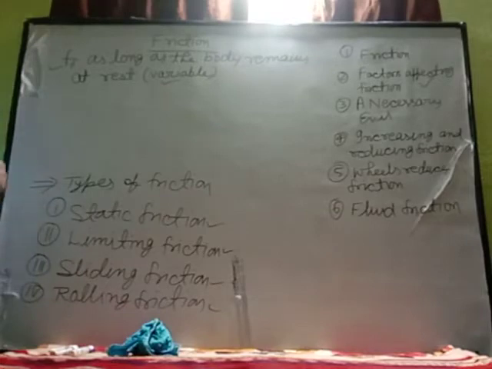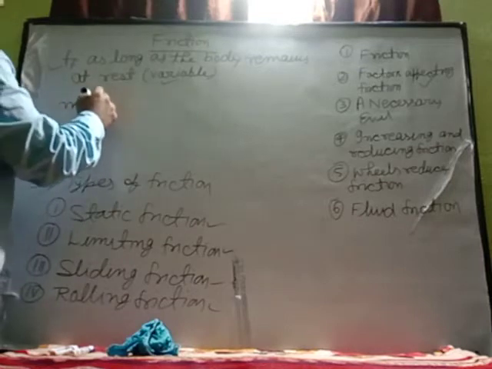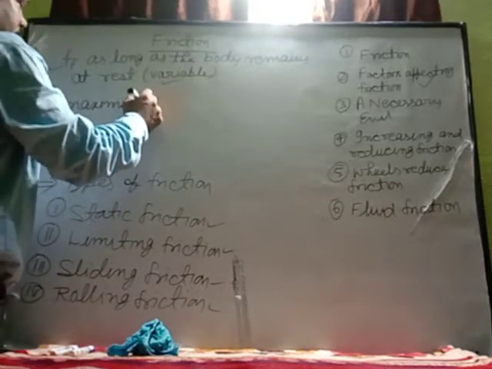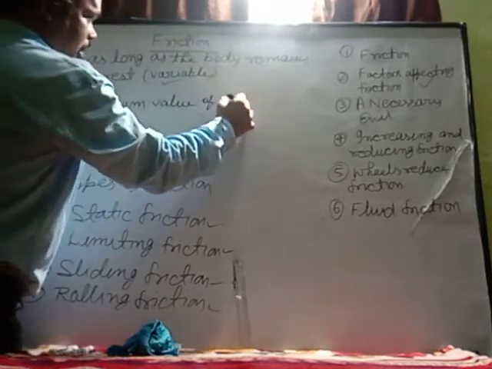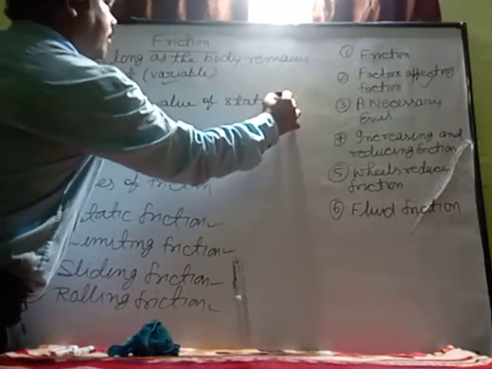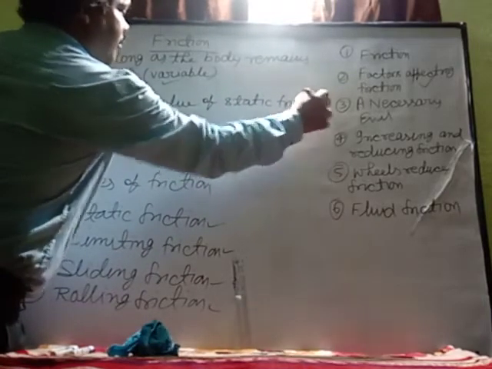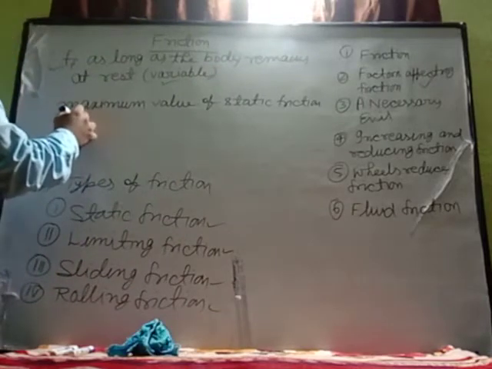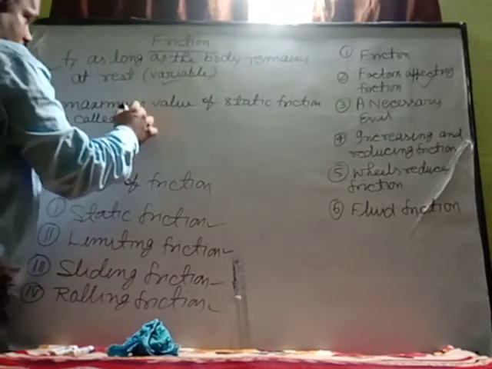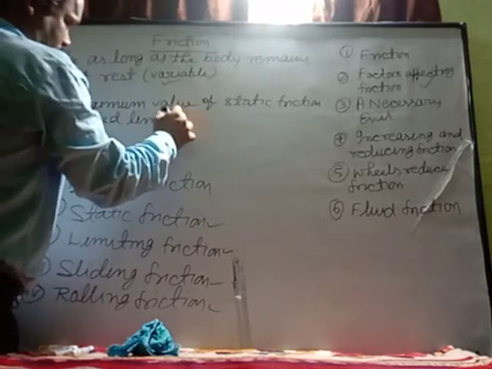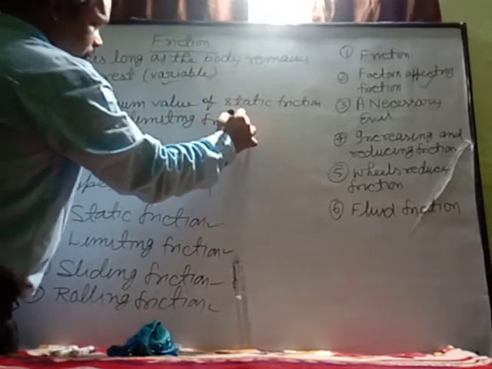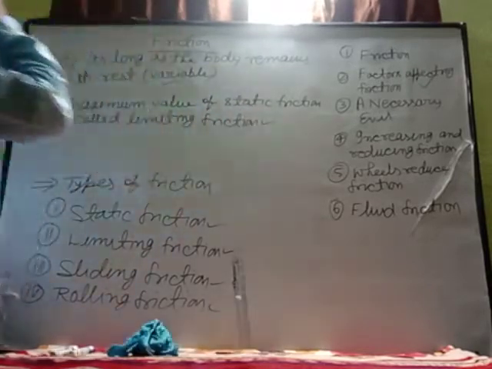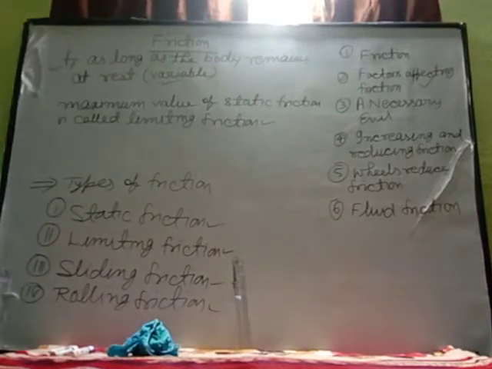Clear? Then after that, limiting friction. The maximum value of static friction is called limiting friction. See, maximum value of static friction is called limiting friction.